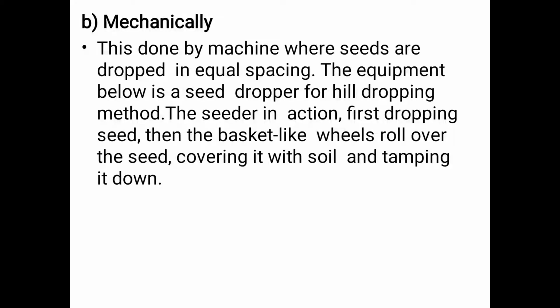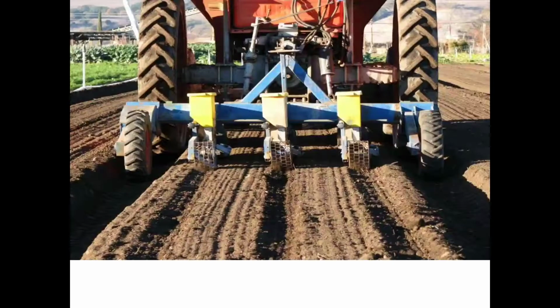Mechanically, this is done by machine where seeds are dropped at equal spacing. The equipment below is a seed dropper for the hill dropping method. The seeder in action, first dropping seeds, then basket-like wheels roll over the seed, covering it with soil and tamping it down. See here, this one is the mechanically operated drilling machine.